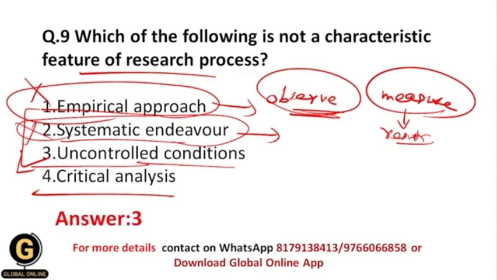And now critical analysis is again one of the characteristics of research process, because whenever we get the data, after that we need to analyze our data. So this is basically the critical analysis technique. We critically analyze the data so that we get authentic results for our research, and that's why this is again a characteristic of research process. So it gets eliminated. So the correct answer is 3.